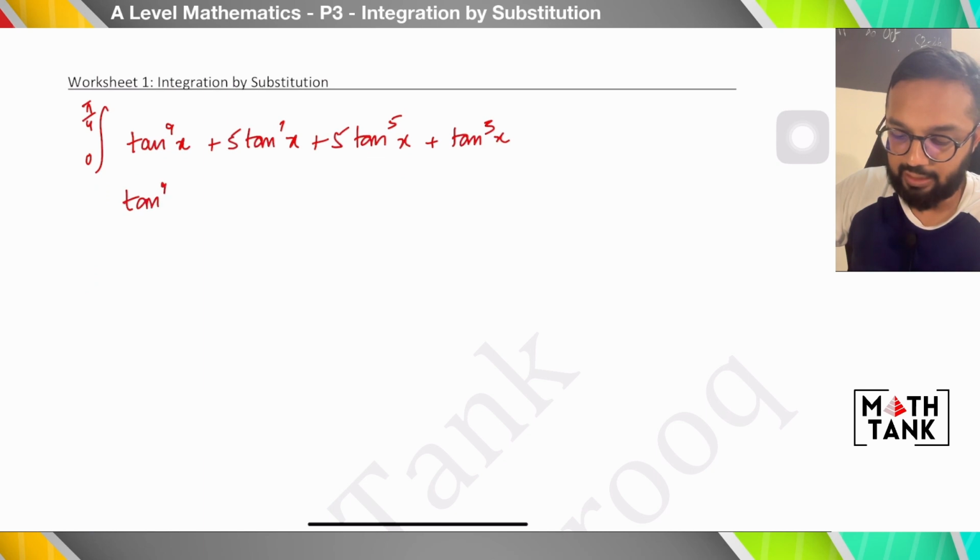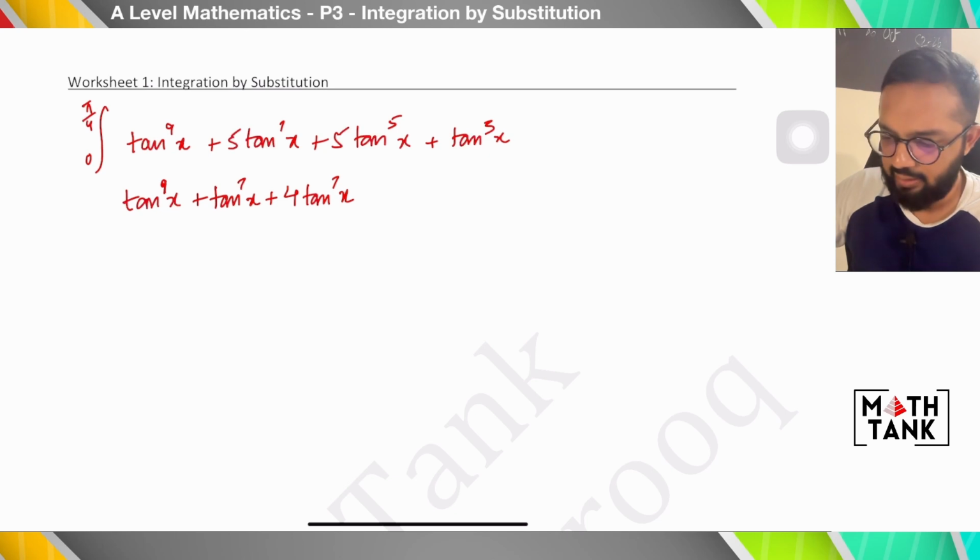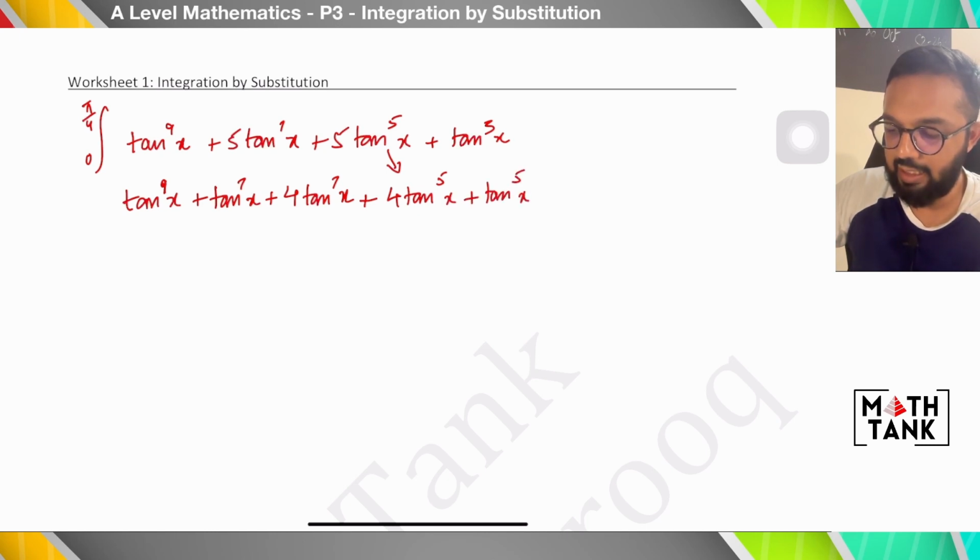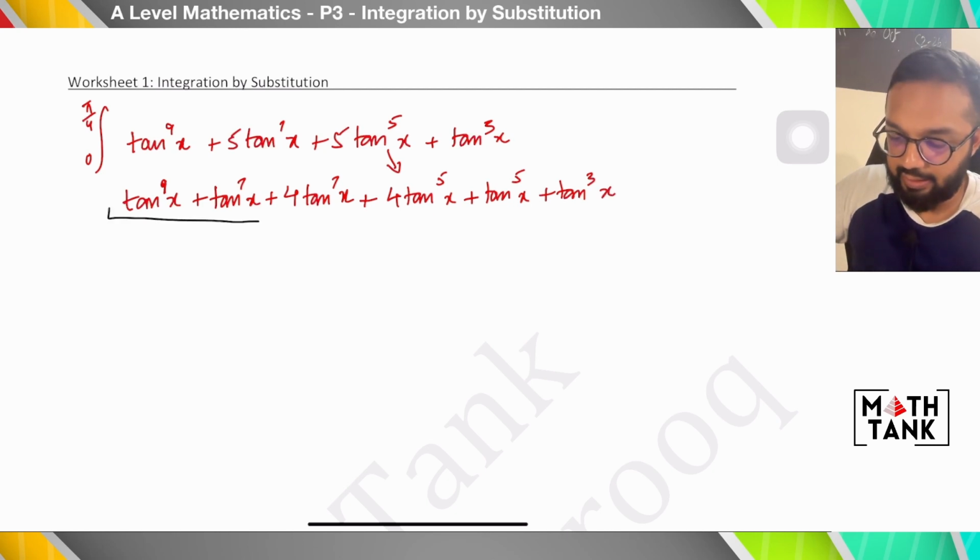So for tan power 9x, what if I were to break this into two terms and say that 5 is made up of 4 plus 1. Similarly, this could break up into 4 tan power 5x plus tan power 5x, and in the end I have tan power 3x. So I get this as one of the setups that I needed. This is n and this is n plus 2. So I have my answer: 1 over 7 plus 1 is the integration of this part.